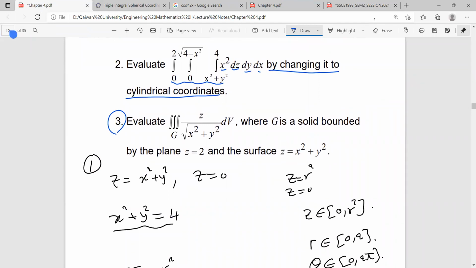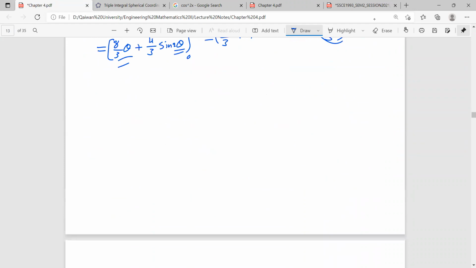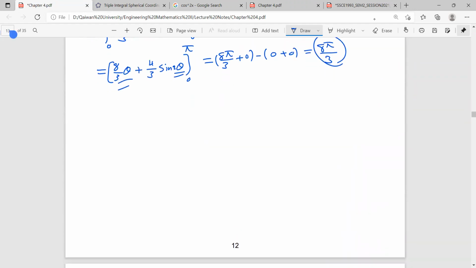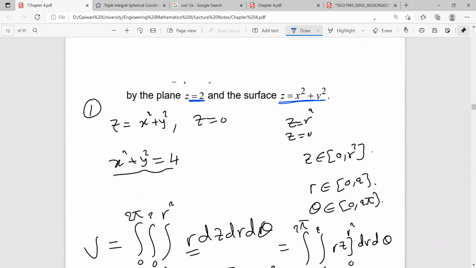It says evaluate the triple integral of z over the square root of x squared plus y squared dv, where g is a solid bounded by the plane z equals 2 and the surface z equals x squared plus y squared. First, let's write down the given things below. This is the third one. I'm going to write down the given things here.